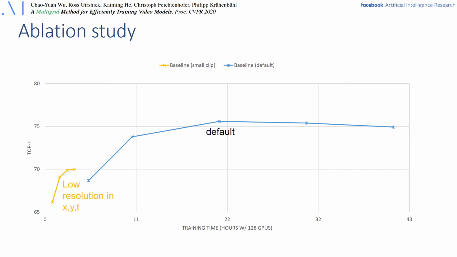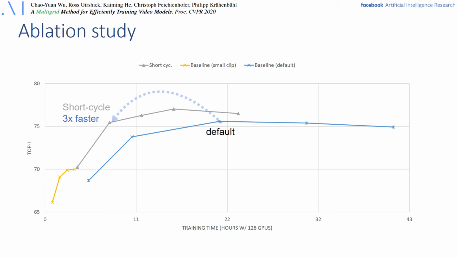So one ablation we can do is using a smaller spatiotemporal scale for training. And this, of course, decreases the training duration. It allows quicker training, but it also drops accuracy sharply.